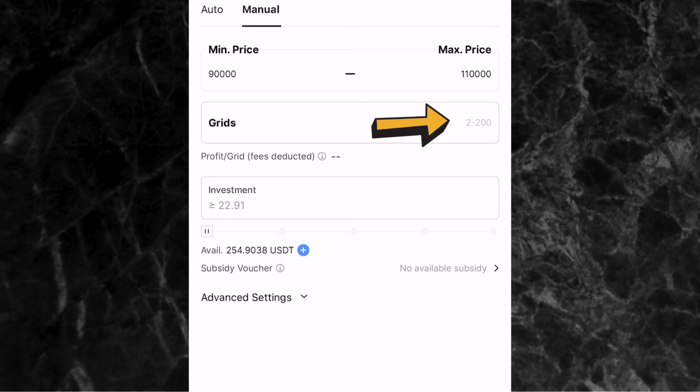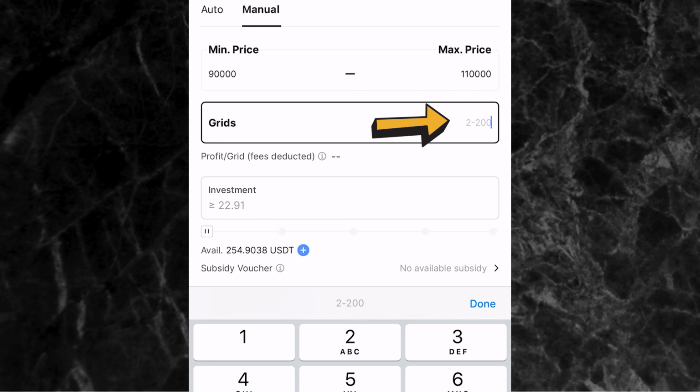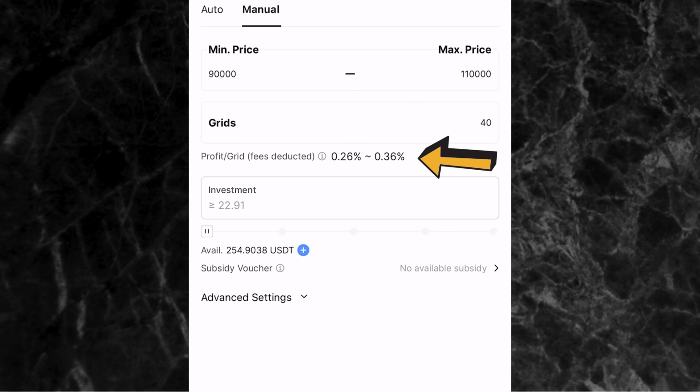Now this 2 to 200 will also determine the amount of profit you'll make per grid. So for this grid, let's say I put in 40, for example, it will show you the profit per grid. So this is the profit I'll be making for each grid. So for one grid, I'm going to be making 0.26% to 0.36% profit.